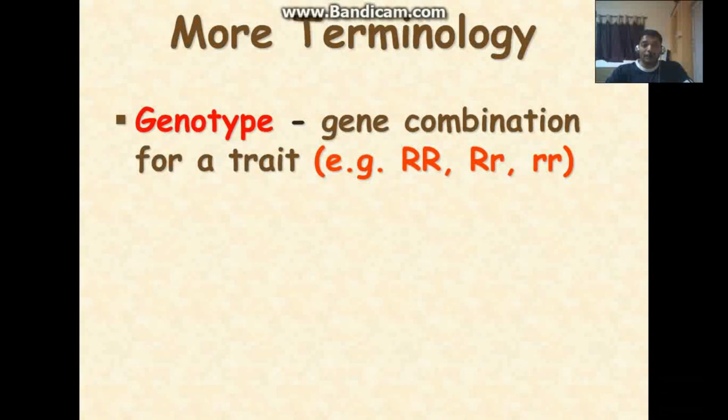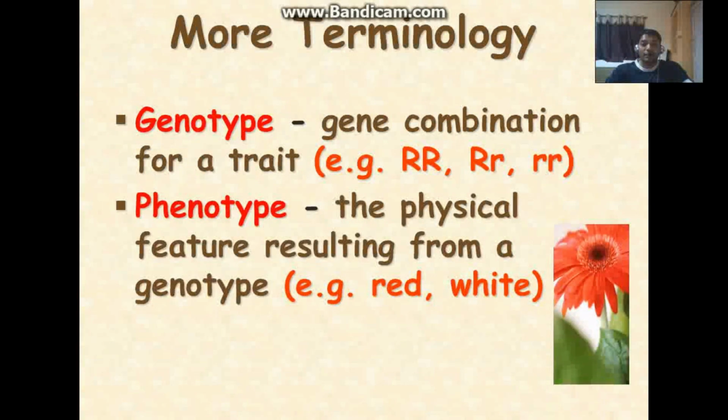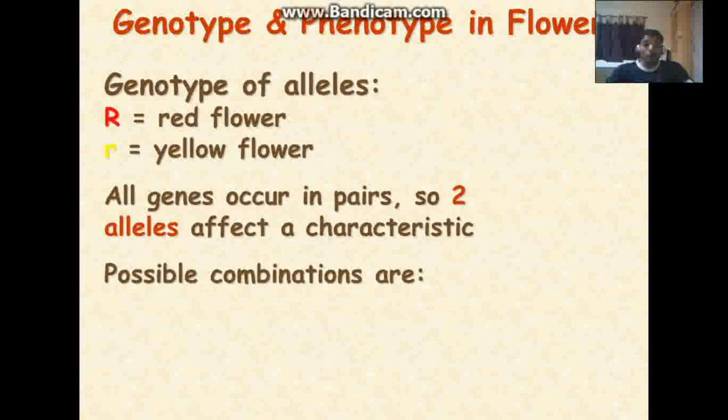Genotype is the genetic combination of a trait. Example, RR, both capital, one capital and one small, Rr. The capital letter shows the dominant character and the small letter shows the recessive character. Phenotype is the physical appearance of a particular trait, which could be the color or the shape. So genotypes of alleles: R for red flower, small r for yellow flower.